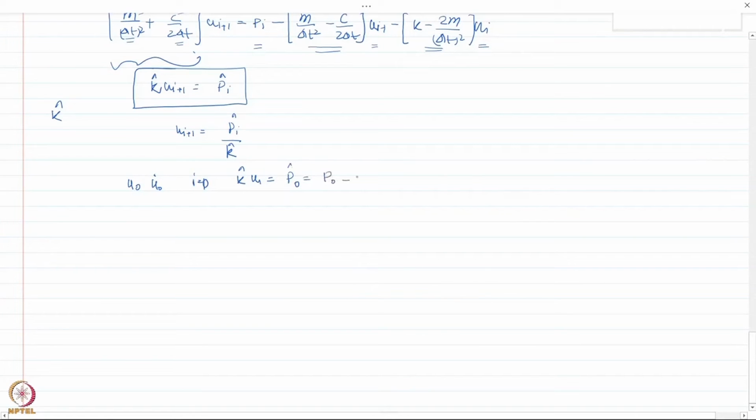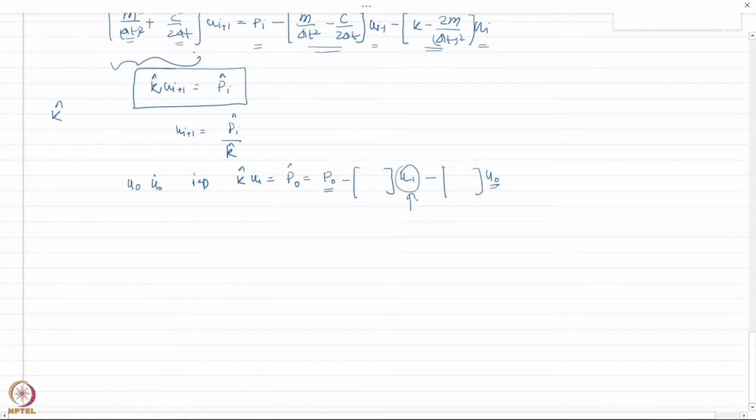It would be p0 minus this coefficient times u minus 1 here, and this coefficient times u0. Now u0 is known to me as an initial condition. p0 is known to me, the force at time t equal to 0. The question becomes, how do I get this? Because u minus 1 is not known to me.